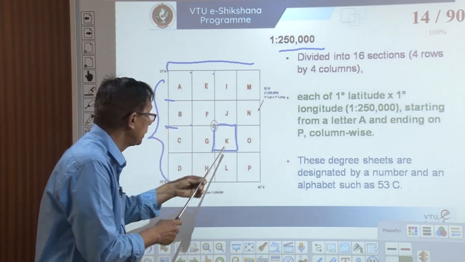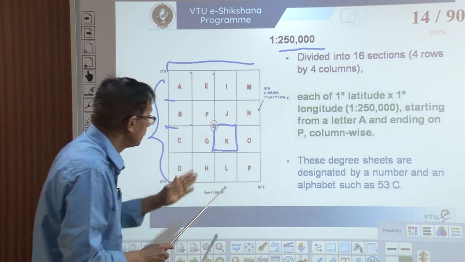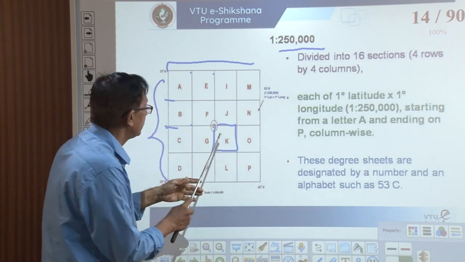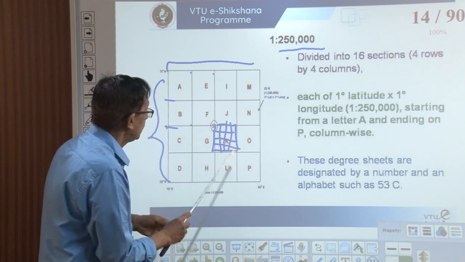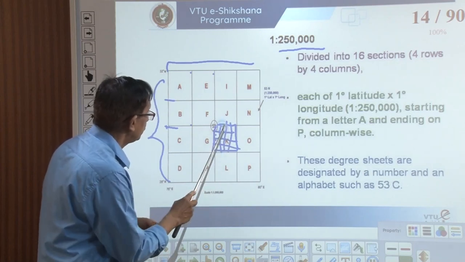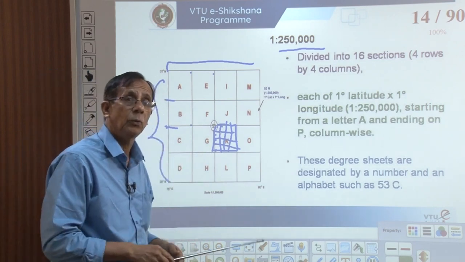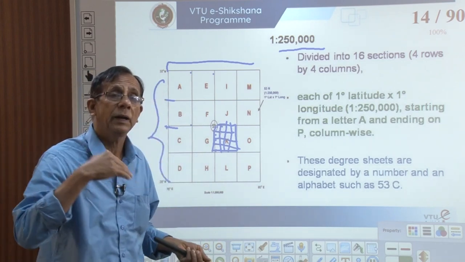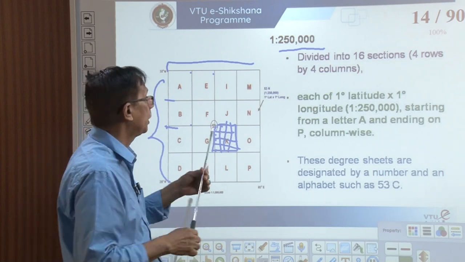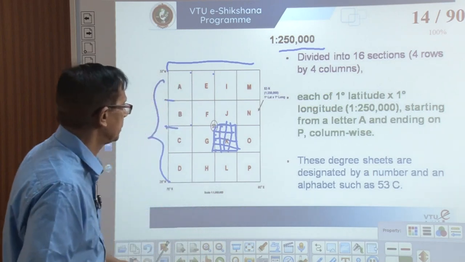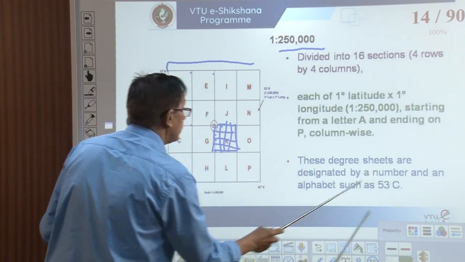53 A, 53 K, 53 L by 6. What do I mean? 53 K by 6. Again, this is 1, 2, 3, 4, 5, 6. Yes, this is the topo sheet. This is how they arrange it, easy to locate and select, and this is also helpful to place an order for us. For example, these degree sheets are designated by number.